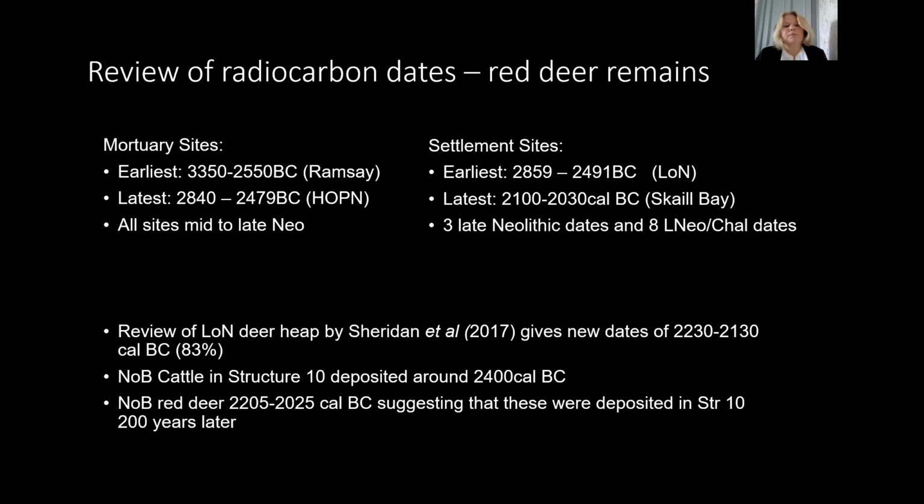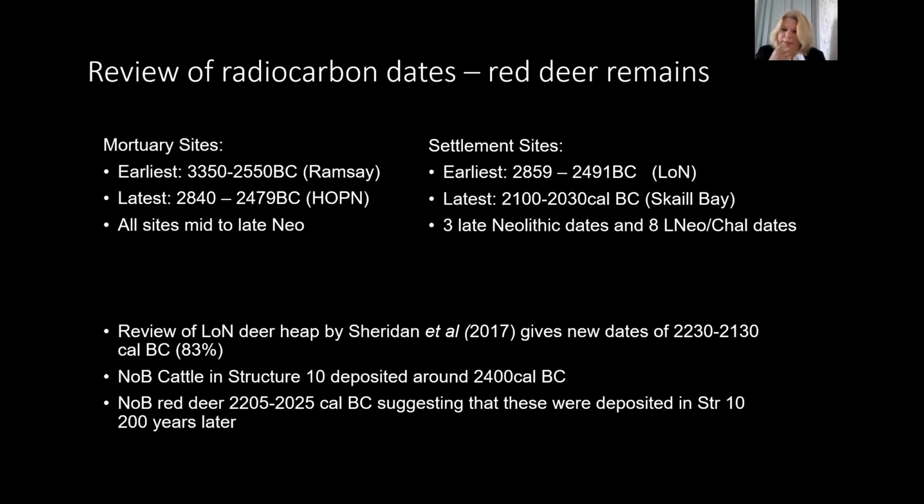So in terms of the mortuary sites, what we're looking at is that the earliest deposition of red deer is around 3350 to 2550 BC, and that's from Ramsey, which is one of the tombs on Rousay. The latest date that we have for deposition of red deer is 2840 to 2479 BC, which is from Holm of Papa Westray North, which is where we had all that antler coming out from. So all of these dates are mid to late Neolithic.